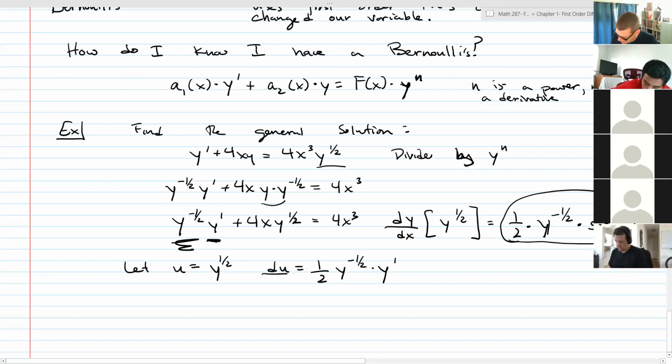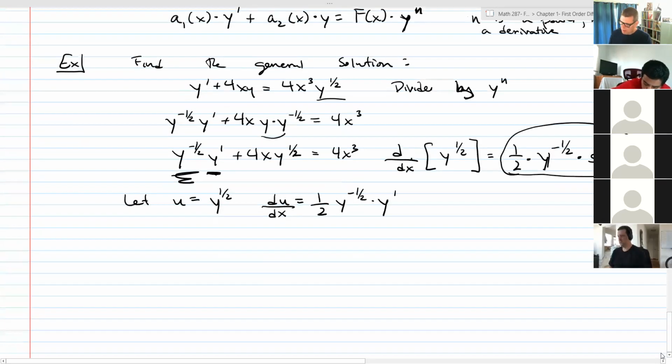By the way, I should probably call this du/dx, because we were taking the derivative with respect to x. So we take du/dx equals 1/2 y to the negative 1/2 times y prime. If I just multiply now, just like with a u-sub, I've got y to the negative 1/2 y prime. The extra thing I have here is the 1/2, so I'm going to multiply by 2.